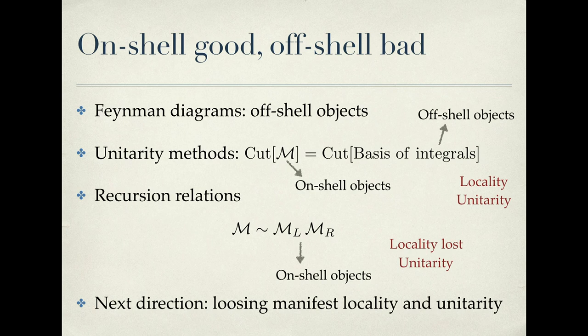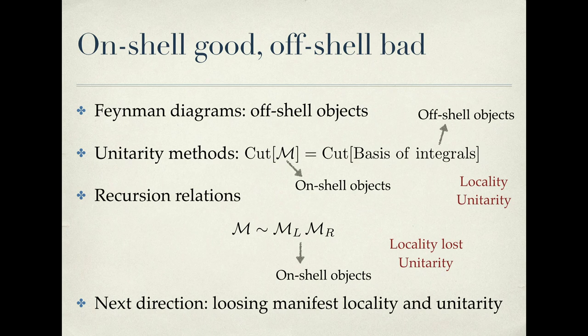Okay, so let me now compare these different methods and how we stand in this off-shell, on-shell business. So we know that the Feynman diagrams are completely off-shell objects. Now these unitarity methods are not completely on-shell. If we do these cuts on the amplitude, the cut is given by the product of amplitudes, which is on-shell, but this basis of integrals, these are just off-shell objects. There is a loop momentum which is off-shell. It must be because the loop momentum is an off-shell momentum. It's not on-shell. So the coefficients are nice. These are products of trees once we solve it, but the integrals are not on-shell. They have off-shell loop momentum.